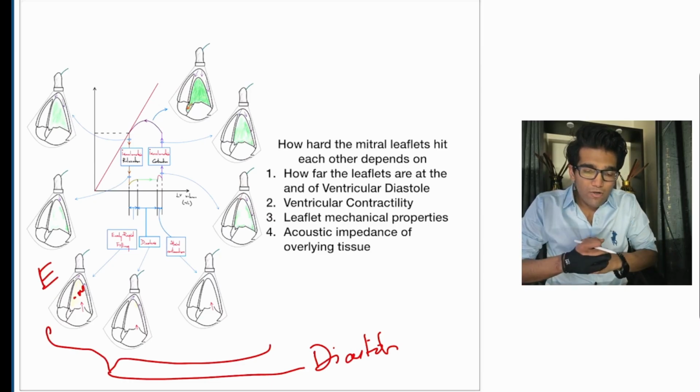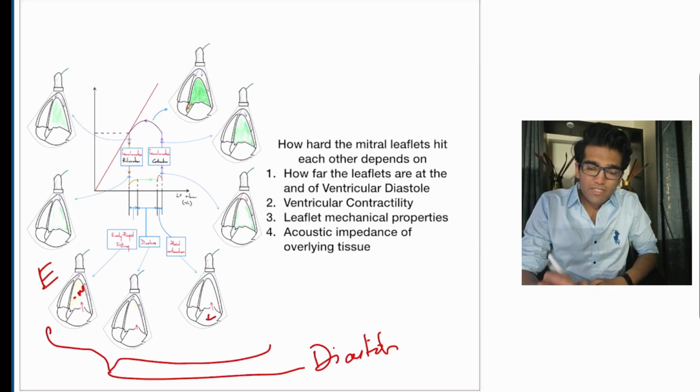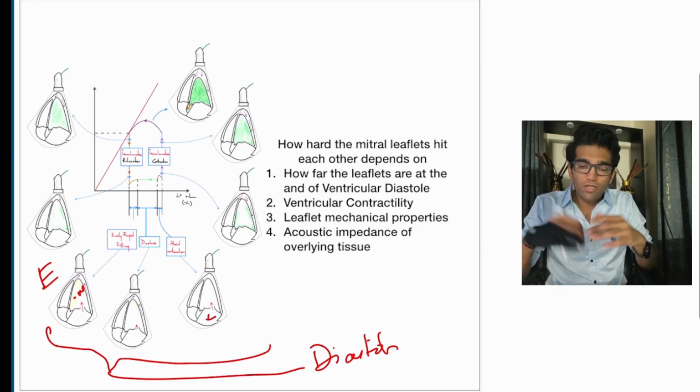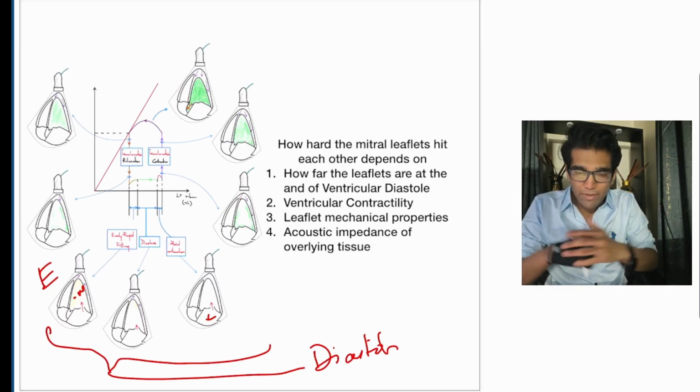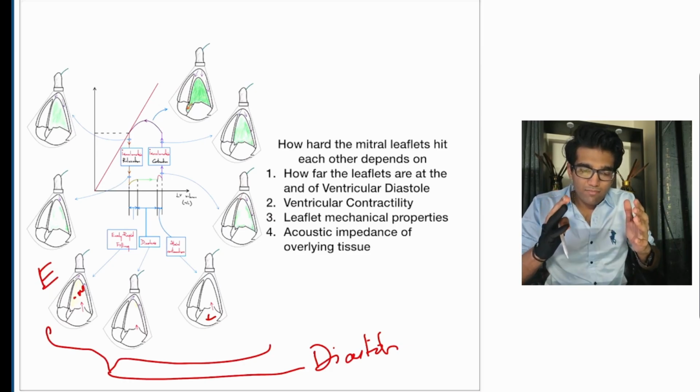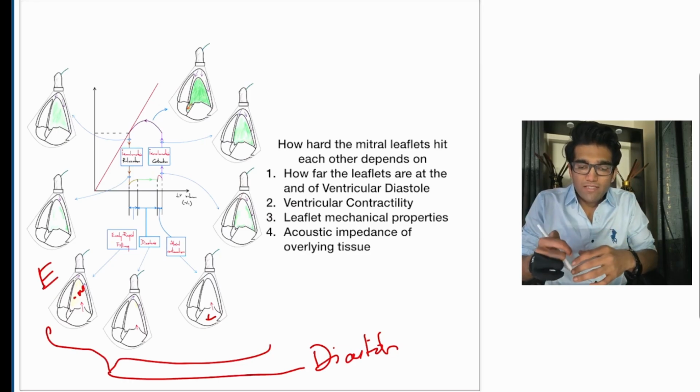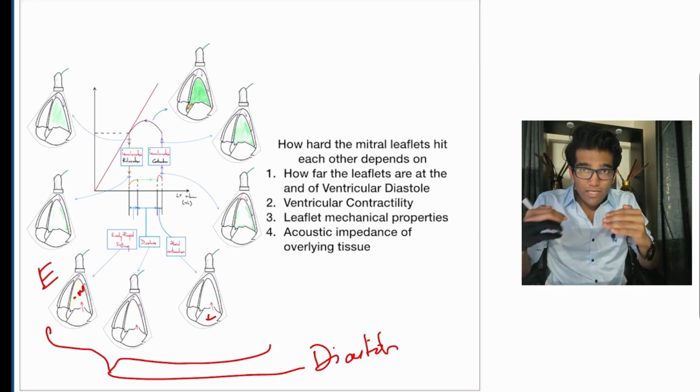Okay, now lastly there is atrial contraction, and that produces a positive pressure within the left atrium that pushes the leaflets again towards the apex. So fine, these are the three events that happen in diastole that determine where the leaflets are prior to the onset of ventricular systole. Obviously ventricular systole is marked by the closure of the leaflets and then by isovolumic contraction.